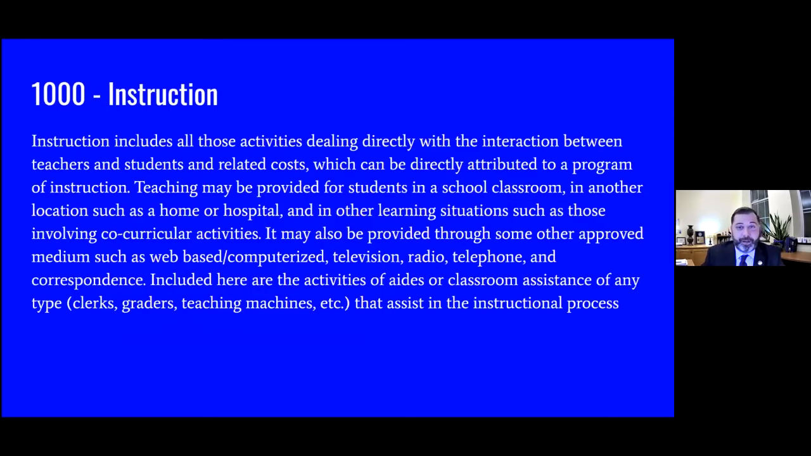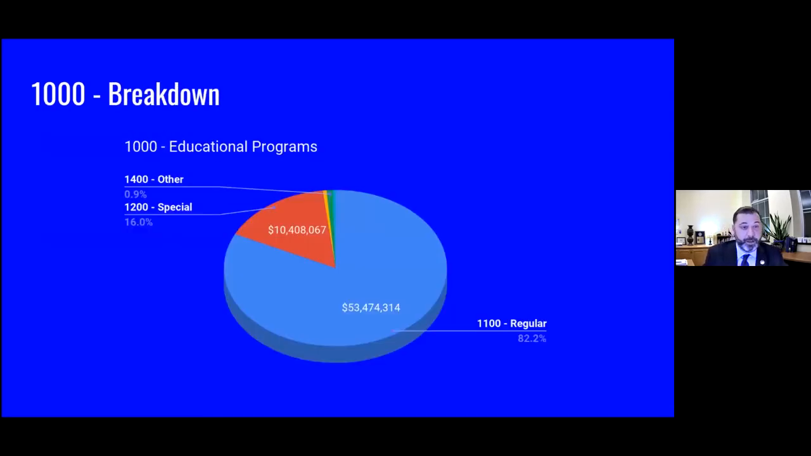So the instruction category deals with anybody that's interacting with a student. So all of our classroom teachers, whether they're regular education, special education, tech ed, even some of the tuitions we pay for our Parkway West kids and for our special ed student outside placements run through the instructional category. So again, it's broken down basically 3 different ways here: 82% regular education, 16% special education, and then 1,400 is our other, and that includes driver's ed, summer school, alternative ed, and some homebound.